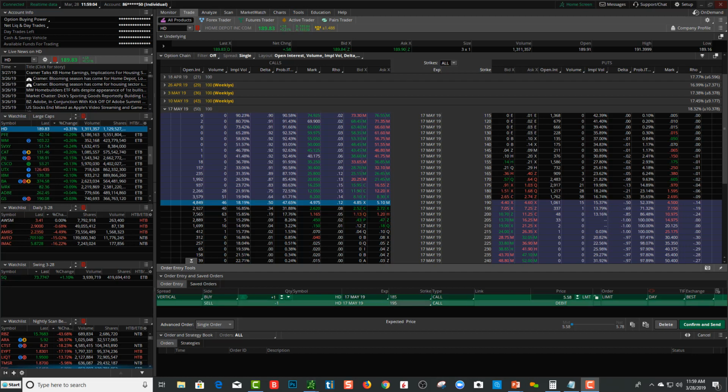But I want to draw your attention down here to the order entry screen. And here's where you'll see vertical. It's green, so that shows that you're a buyer. Red would show that you're a seller. You'll see vertical spread over here, and it says call debit.